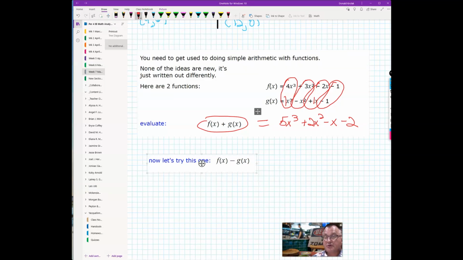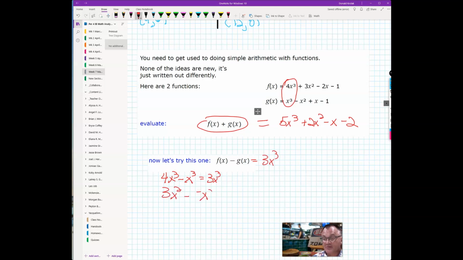All right, so I'm doing the same thing. I'm just adding and subtracting like terms. So I'm going to subtract these two terms. So that's 4x cubed minus 1x cubed, 3x cubed. 3x squared minus negative x squared, the same as plus, so that's going to be 4x squared.